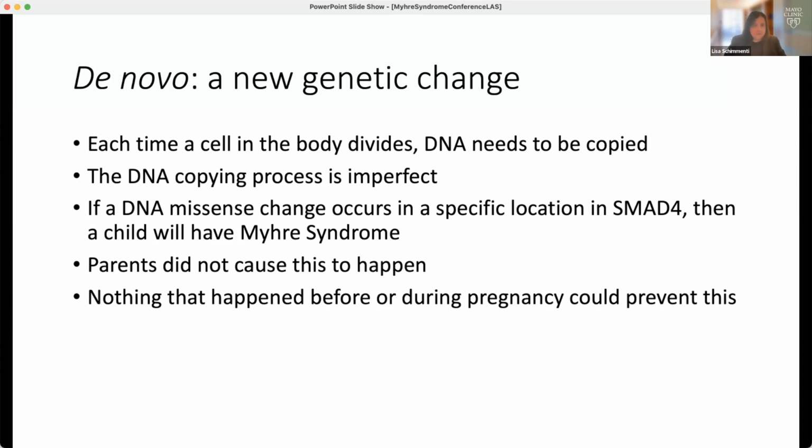I want to make it clear that there's nothing that anyone has done that caused this to happen in their children, and nothing that happened before or during pregnancy could prevent this. And that's really important because I think for all of us who have children, if there's something going on with our child, we blame ourselves. And I want to make it clear that this is not something that you need to blame yourself about. We don't have control over the way our DNA copies itself.